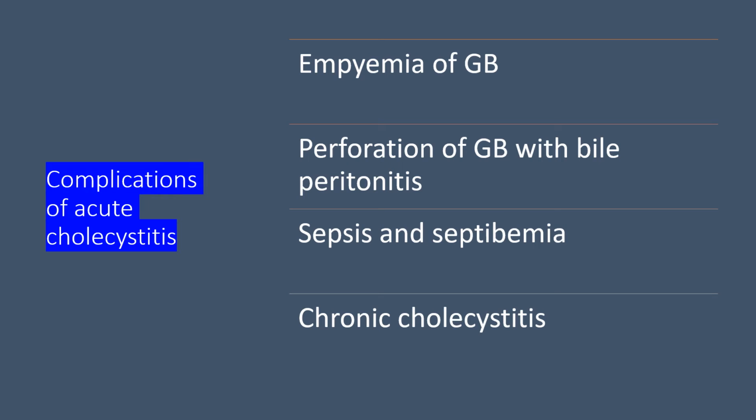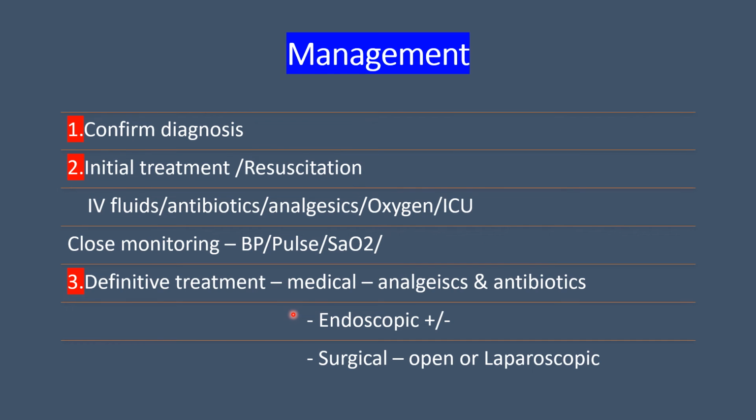What are the complications of acute cholecystitis? First, empyema of the gallbladder, where pus forms within the gallbladder due to cystic duct obstruction or gallbladder outlet obstruction at the Hartmann's pouch. Perforation of the gallbladder with bile peritonitis is another serious complication of acute cholecystitis. Sepsis and septicemia related to empyema of the gallbladder, and repeated attacks leading to chronic cholecystitis.